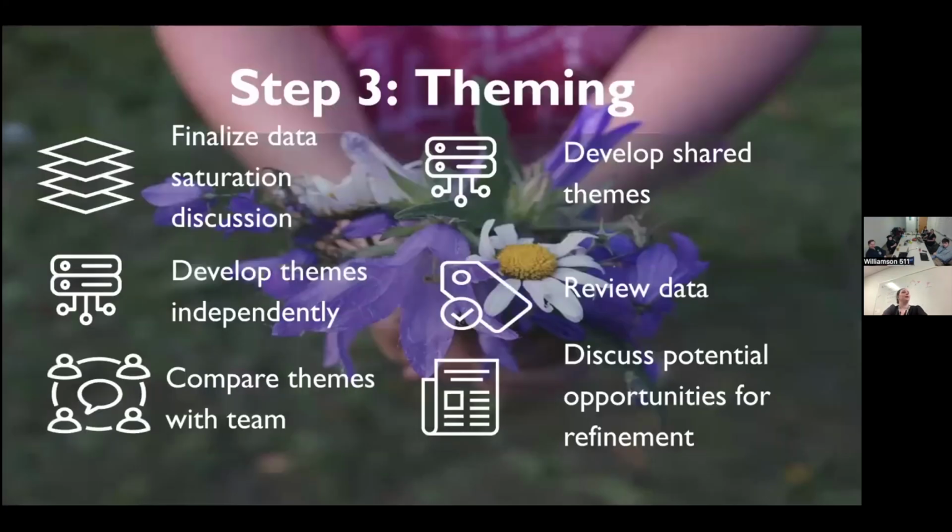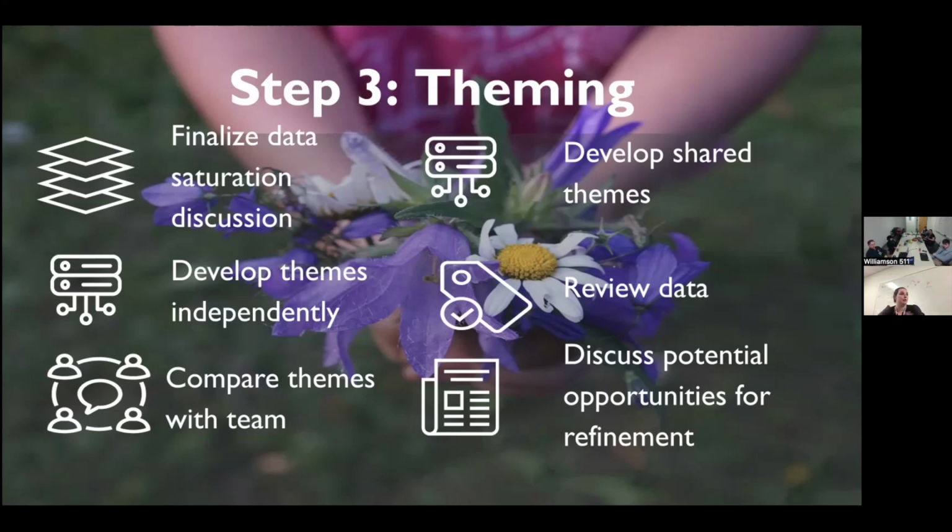All right. Then we get to theming. Theming is the most important part of PTA and of thematic analysis writ large. It is also the part that totally gets skipped or overlooked in many, many cases. So for theming, we finalize the data saturation discussion. Okay, are we sure that there's nothing new coming out that's important here?